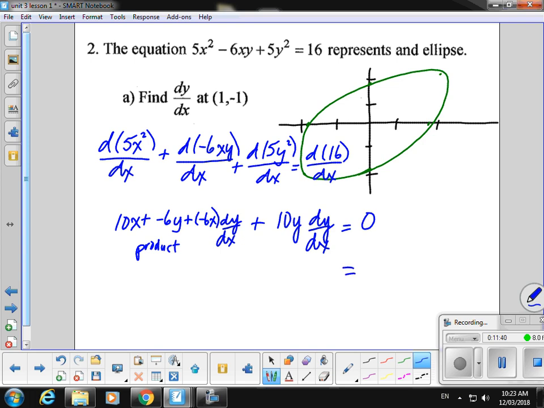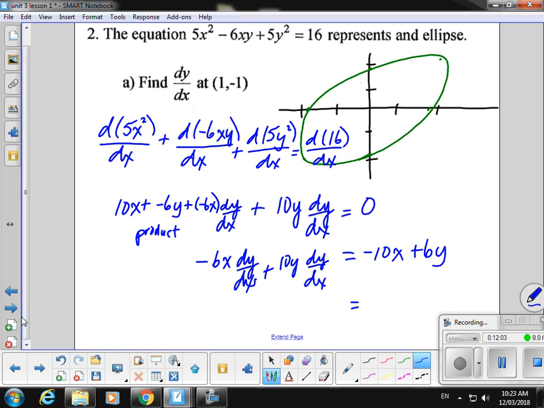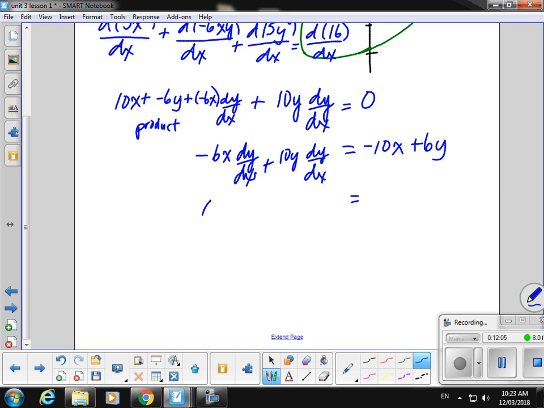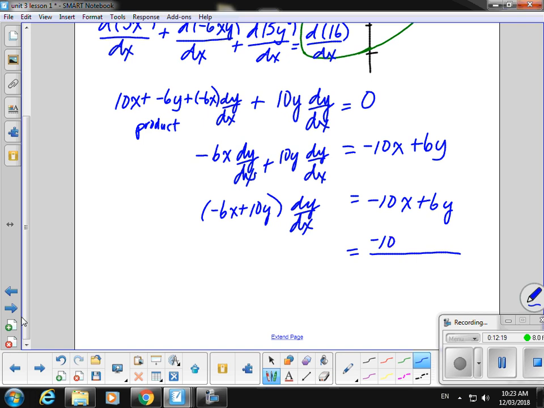So I'm going to subtract 10x from both sides and add 6y and get rid of those pieces. And then I have negative 6x dy/dx and 10y dy/dx. I have a greatest common factor of dy/dx, so to speak, but I've got negative 6x plus 10y both times dy/dx. And then I'm going to divide both sides by negative 6x plus 10y.